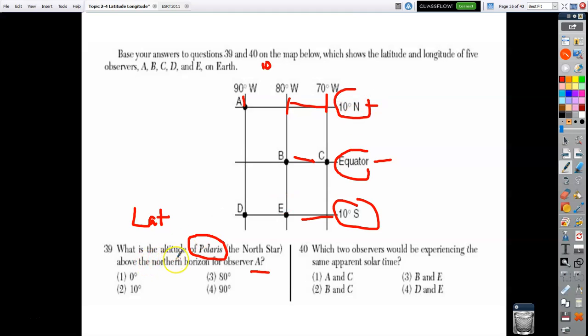Well, this says what's the altitude of Polaris for A? Well, A is right here. I'm using latitude. I come across. Lat flat. What's my latitude? 10 degrees. That's my answer.